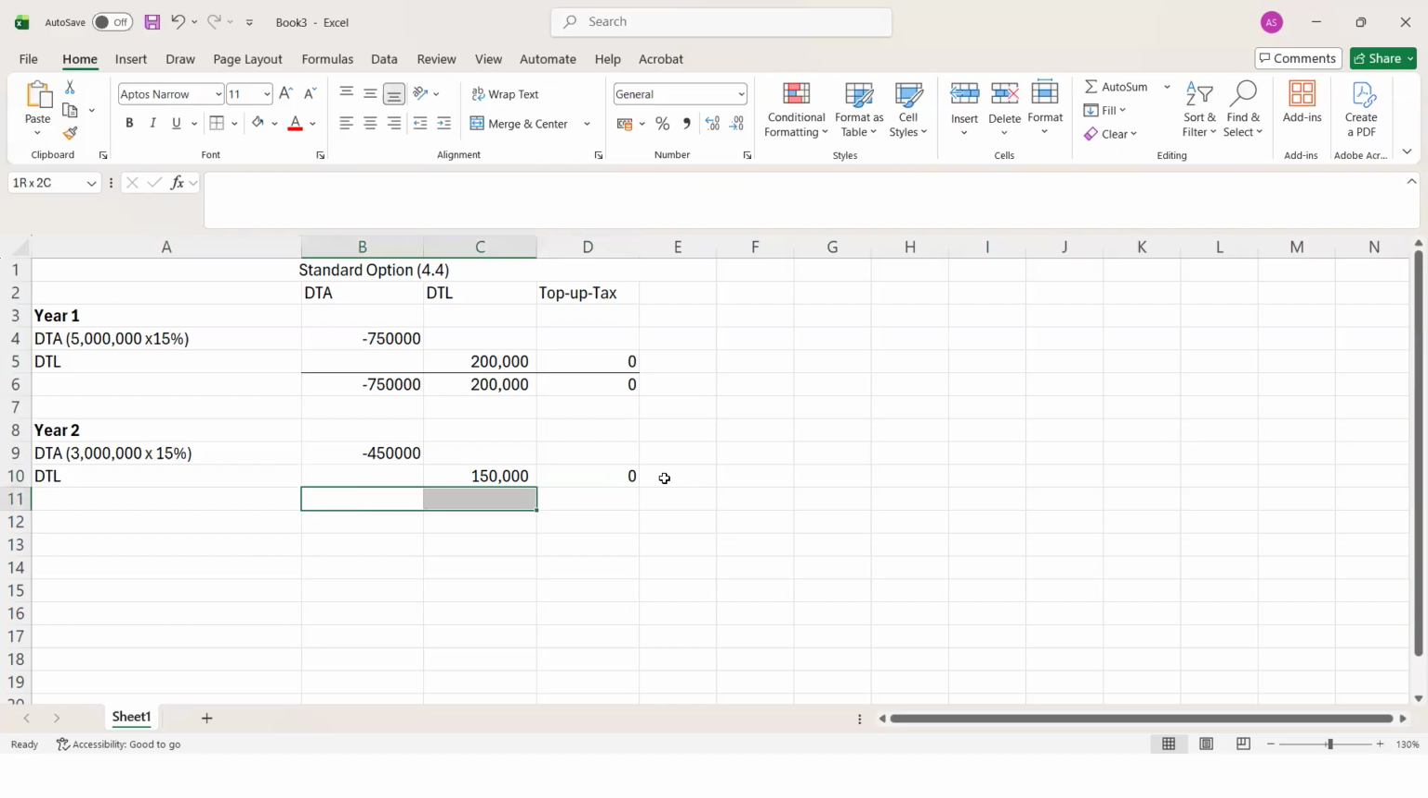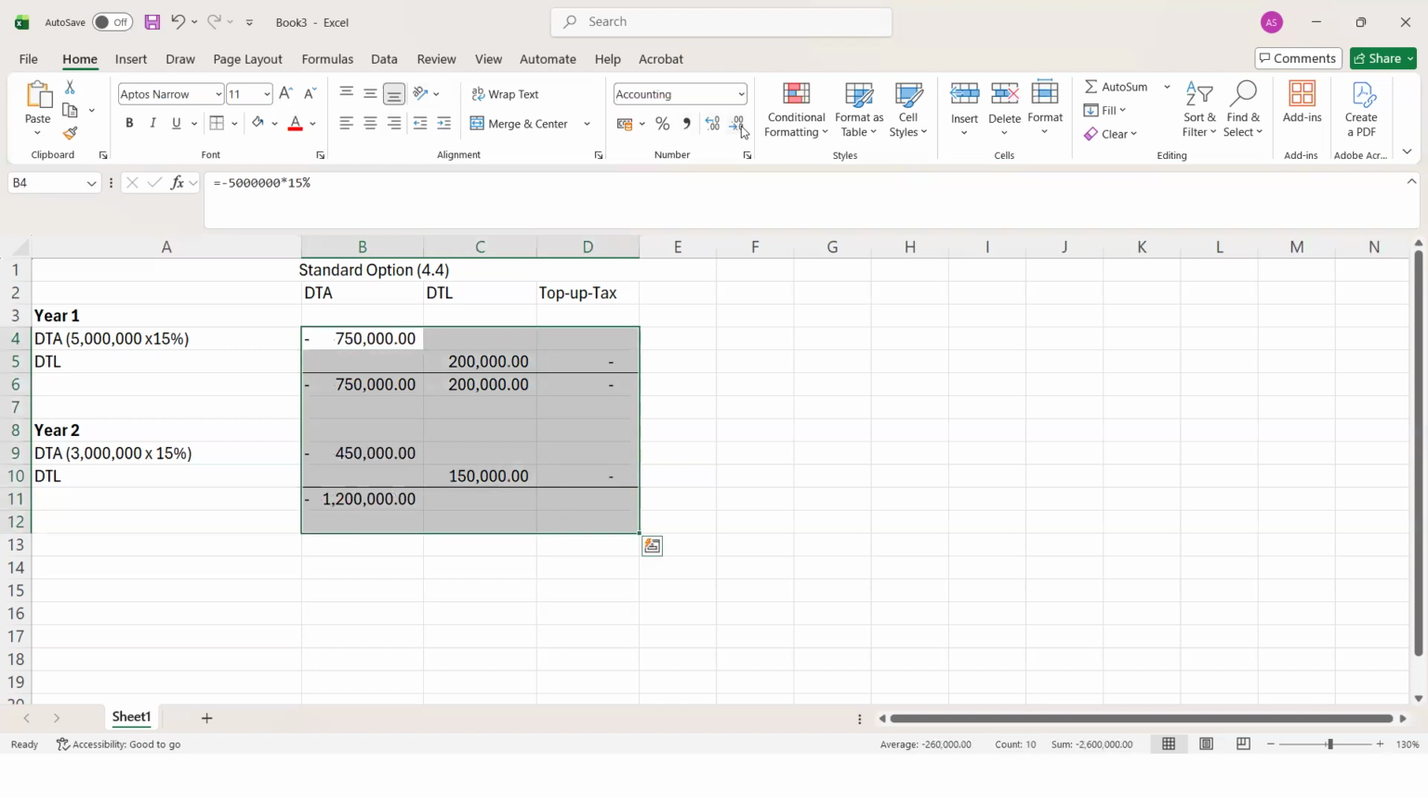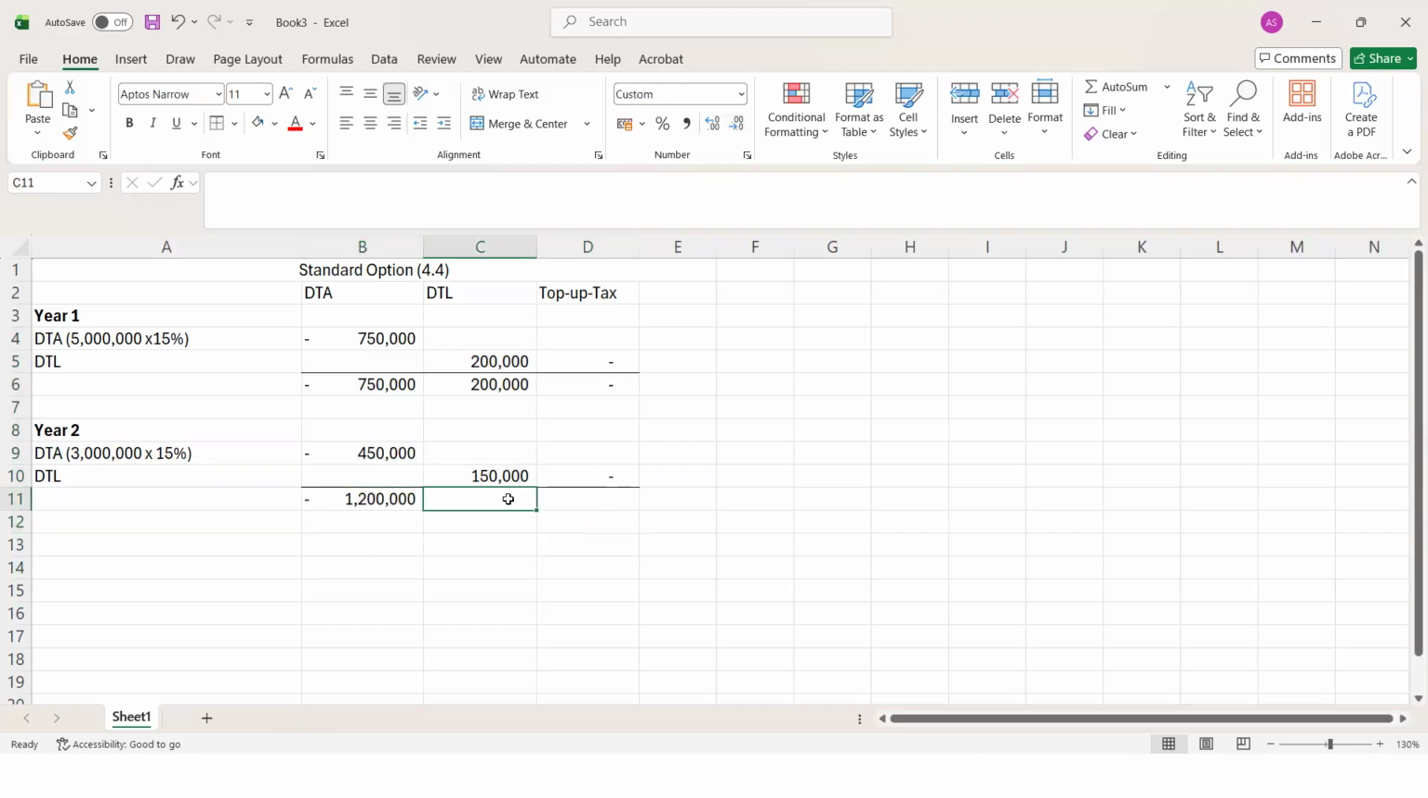So what would be the net amount coming after year two? This year I have a loss of 450 and I have a carry forward balance from first year of 750. Total I have 1.2 million of DTA and 200 plus 150, I have 350 of DTL. Top up tax is still zero. Is this clear till now? We are just using the standard means. Yes or no? Shall I go to year three?